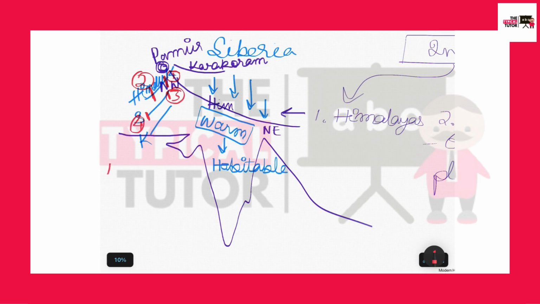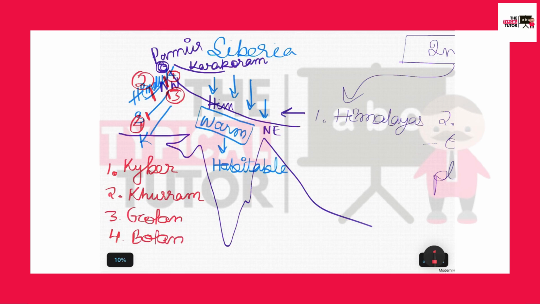So let me write it here for you. First is the Khyber Pass. Then Khurram. Third is the Golan Pass. And fourth is the Bolan Pass. They are in the Suleiman ranges, and then the first two are in the Hindu Kush. So you might be asked to arrange the passes in north-south order. So you have it here. You can remember it like this.